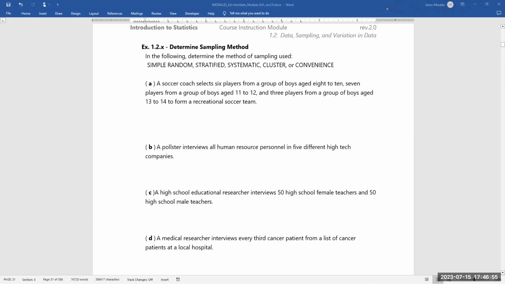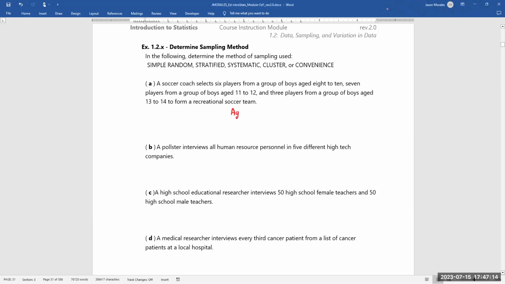So first, A soccer coach selects 6 players from a group of boys aged 8 to 10, 7 players from a group of boys aged 11 to 12, and 3 players from a group of boys aged 13 to 14 to form a recreational soccer team.